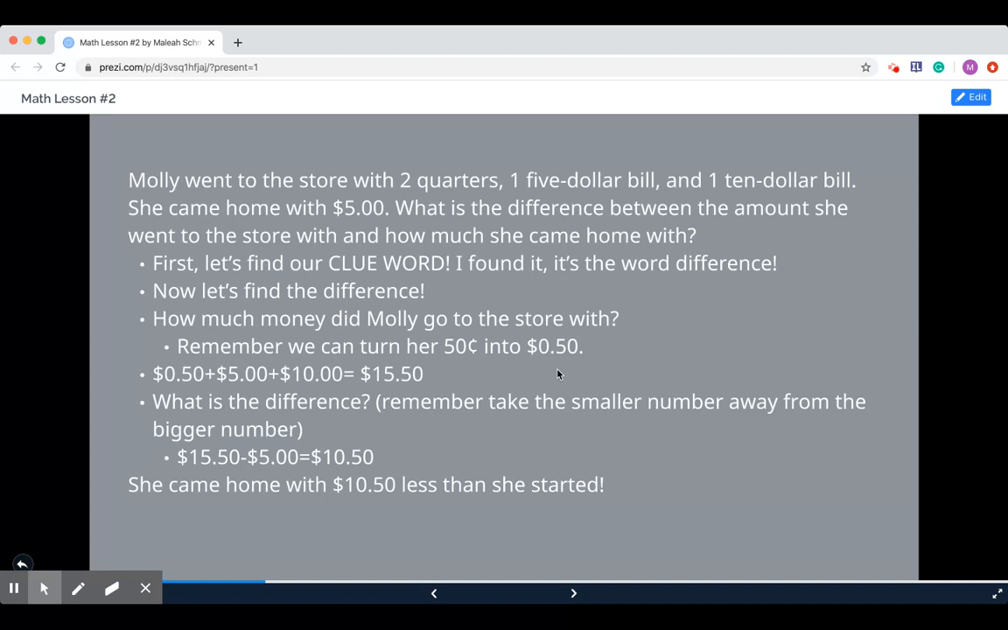So what is the difference? Remember, you're going to take your smaller number away from your bigger number to give you your answer. So $15.50 minus $5 equals $10.50. So she came home with $10.50 less than she started. So that means she spent $10.50.